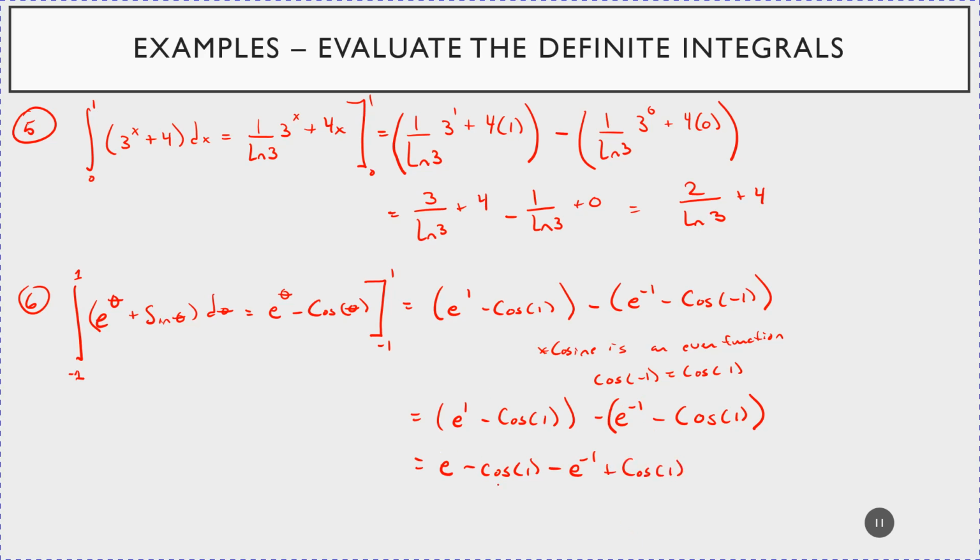Well, look what cancels out: cosine of 1 minus cosine of 1 plus cosine of 1. This is just e minus e to the minus 1 here. So simplify however you can. I know it's hard to remember your rules of trig, but hopefully that makes sense, to be able to simplify that way.